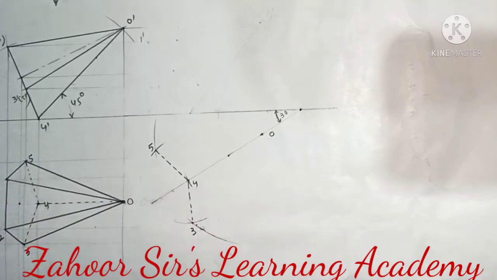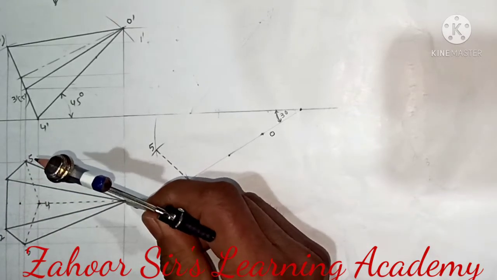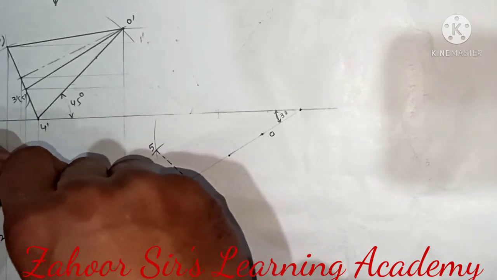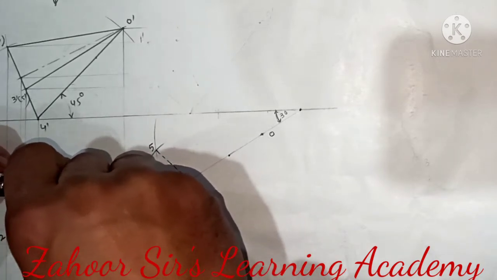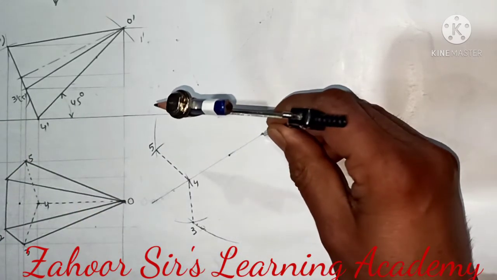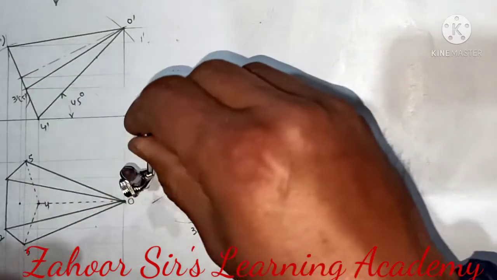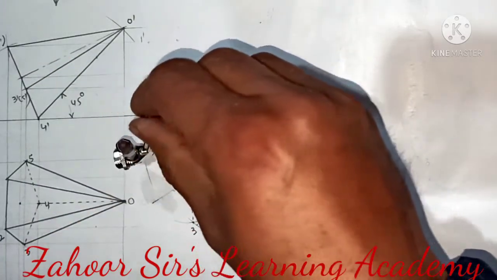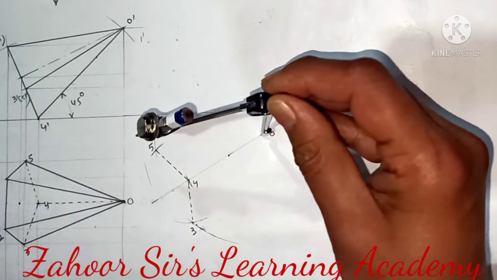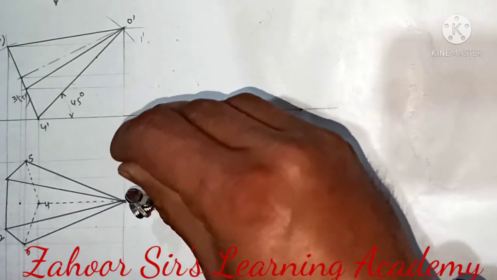Now we need to find 1 and 2. So to draw 1 and 2, keep one leg of the compass at O and the other at 1, taking the measurement. Now same way from O, cutting an arc. Similarly 1 and 2, cutting an arc.